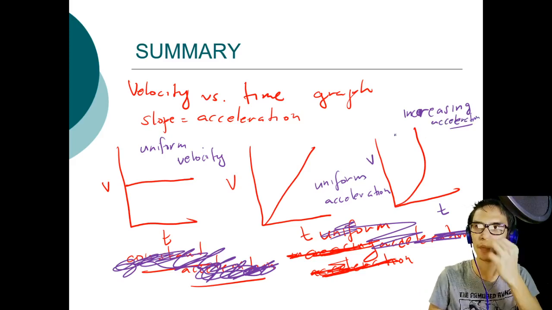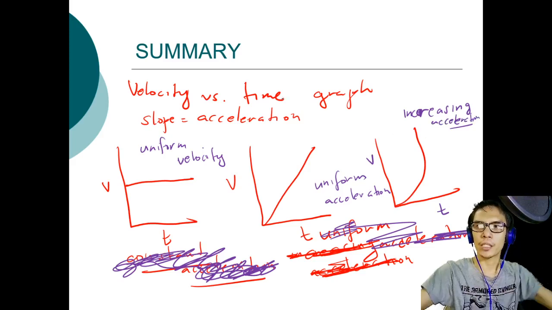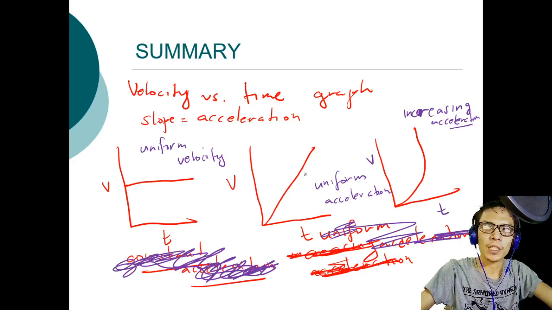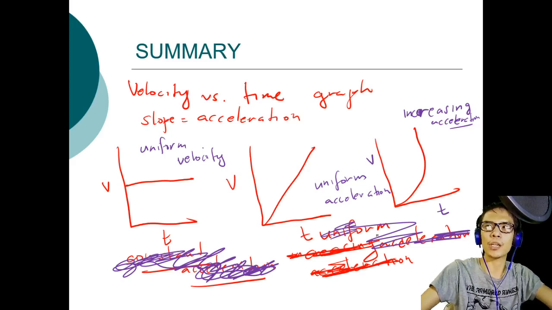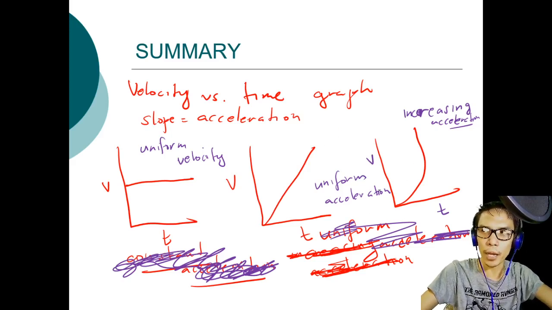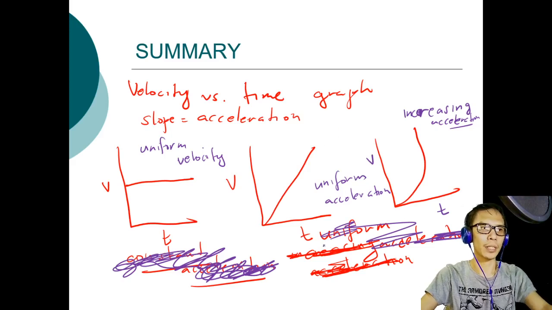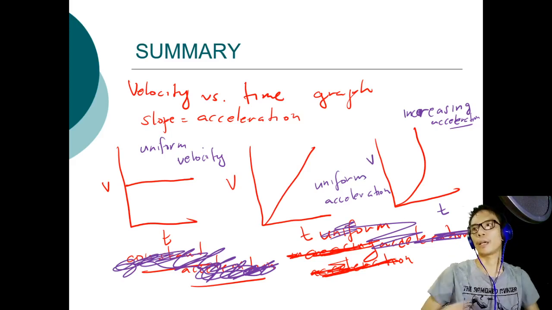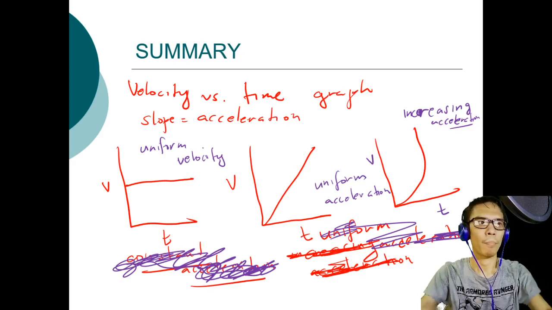Alright, so this is the velocity versus time graph. So don't forget, a straight line means uniform velocity. A straight slope means uniform acceleration, and the curved one is increasing acceleration. All right, so please do not forget that one. Okay, so next one.